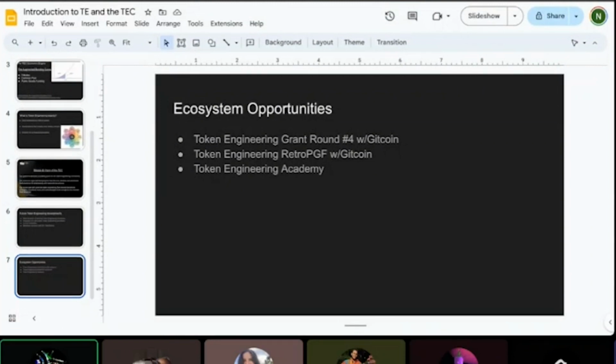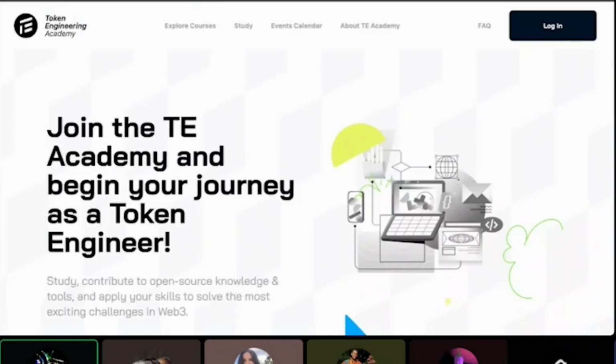And then, of course, if you ever get a chance to visit the Token Engineering Academy, they have the TE fundamentals, the 101 of token engineering. If you're interested in ever starting your token engineering career, this is a great place to start and a great community to join and be a part of.